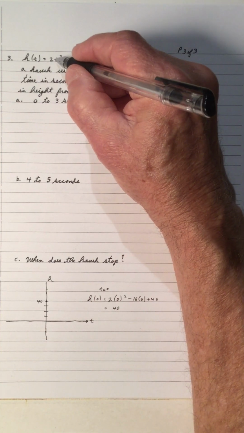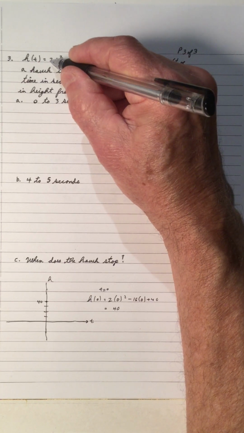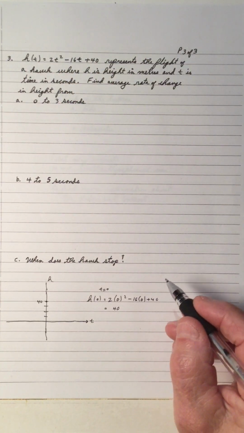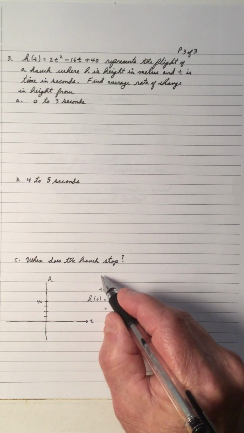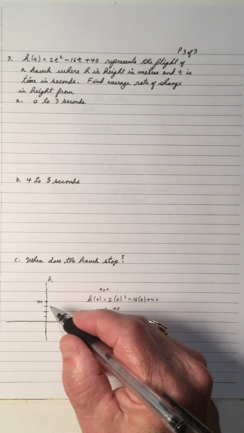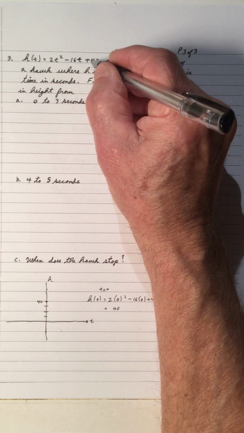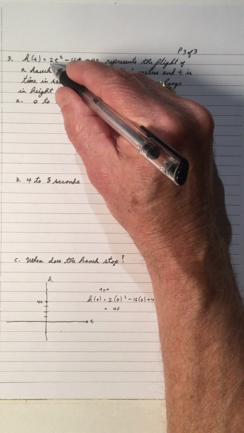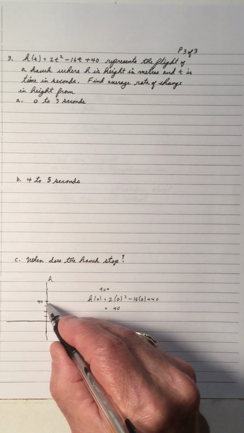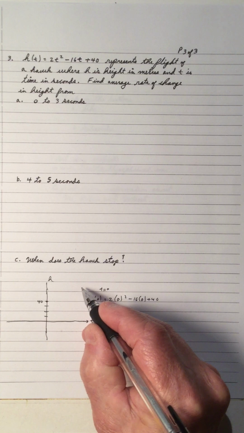Look at this. Because this is a positive 2, that means it's a parabola opening upward. This is a parabola because it's ax squared plus bx plus c, and because it's positive, it opens up. So the arc starts here at 40 meters in the air and comes down and down, and then it goes back up again.